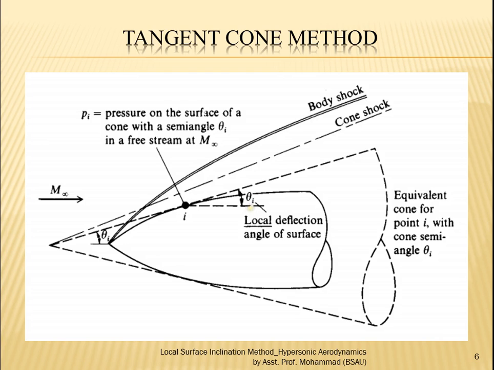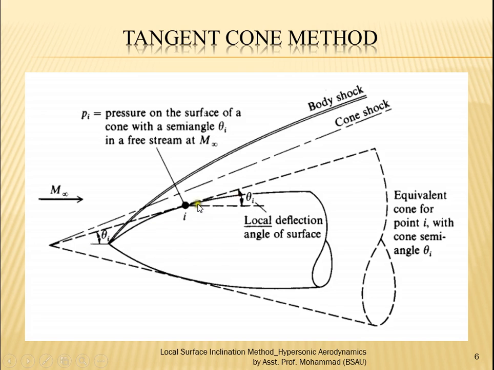We assume a cone whose slant surface is making a tangent at the point under consideration. So this is the point I. This cone should be exactly tangent at this location, and in that case this is the deflection angle. When the flow comes here, it becomes parallel to the surface, so the deflection angle will be theta I, where I is the location. This theta I should be equal to the semi angle of the cone, like we have the semi angle in the case of a wedge.